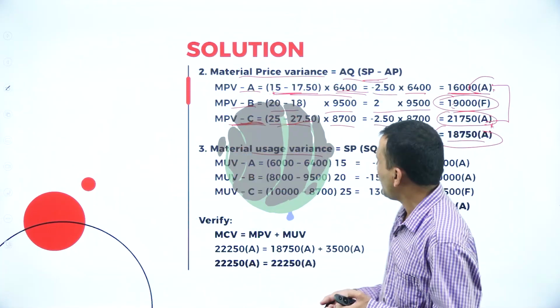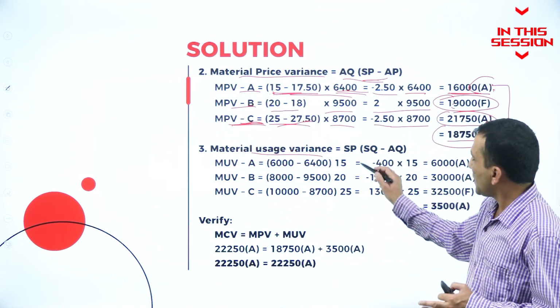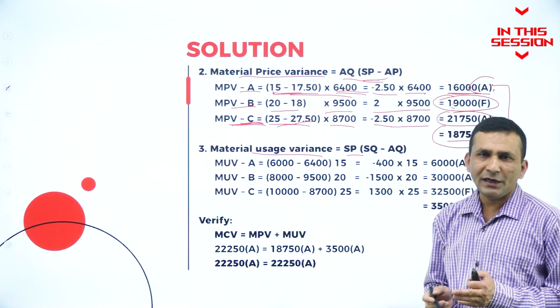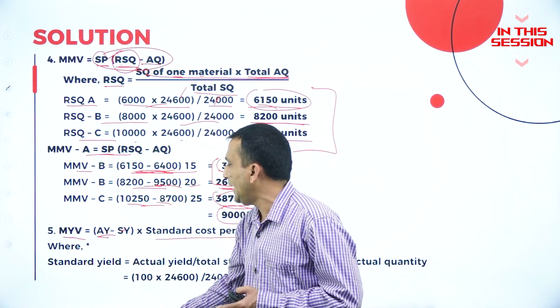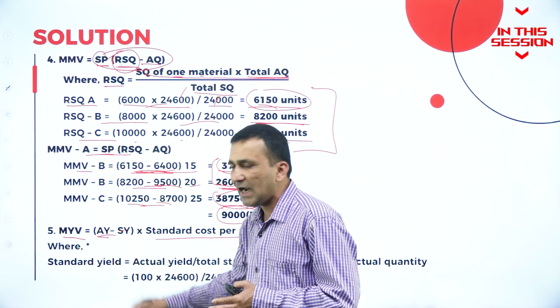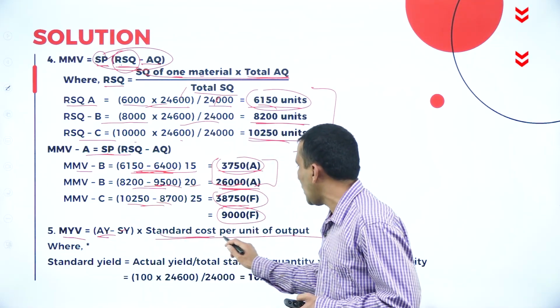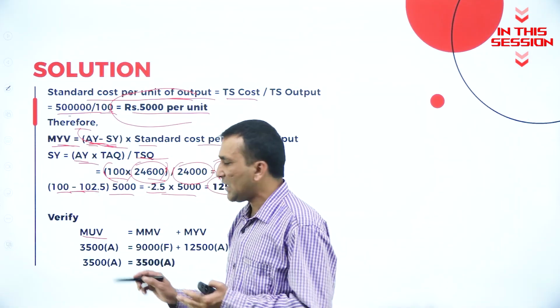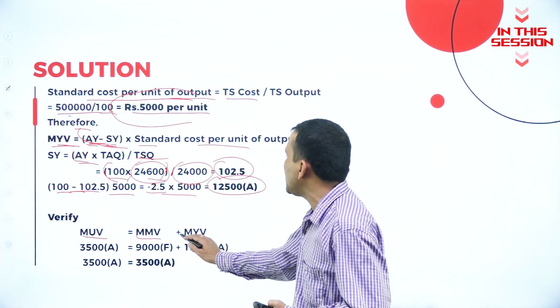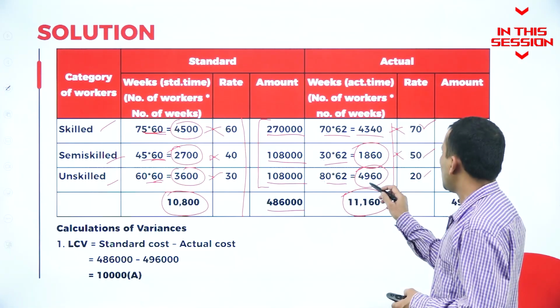Under material usage variance, the formula is very simple: standard price into standard quantity minus actual quantity. Material yield variance is equal to actual yield or actual output minus standard yield into standard cost per unit of the output. Material usage variance is nothing but the material mix variance plus material yield variance.